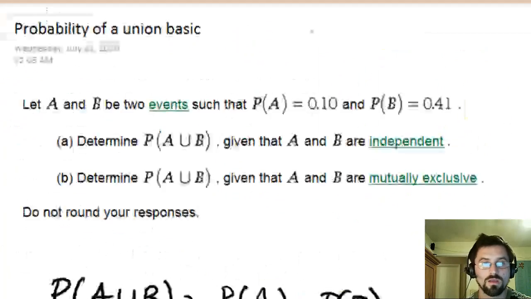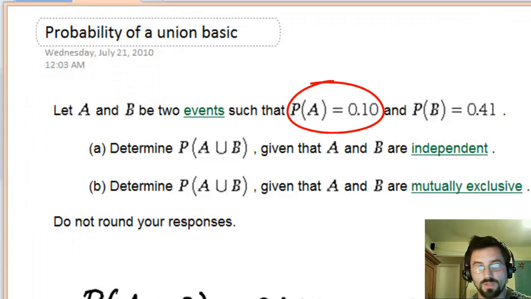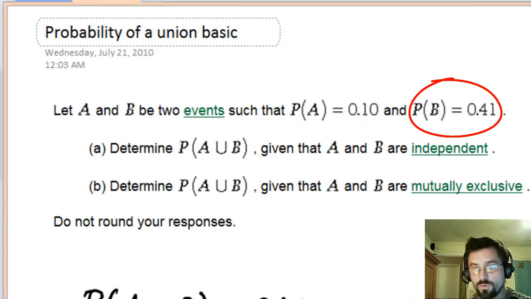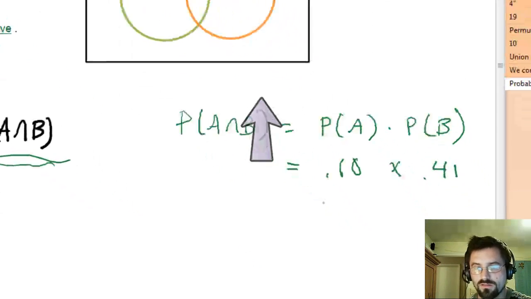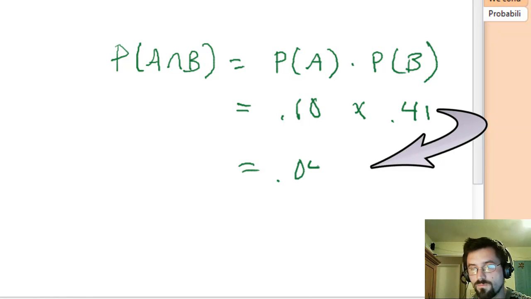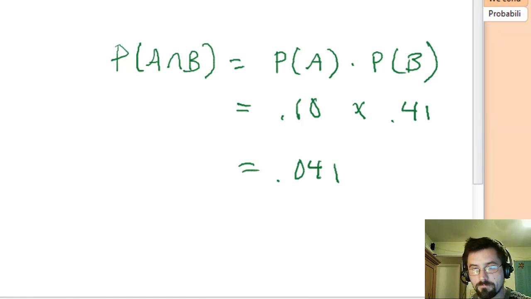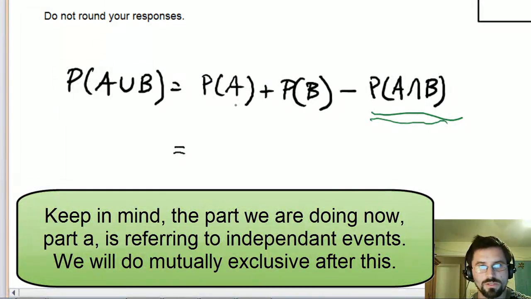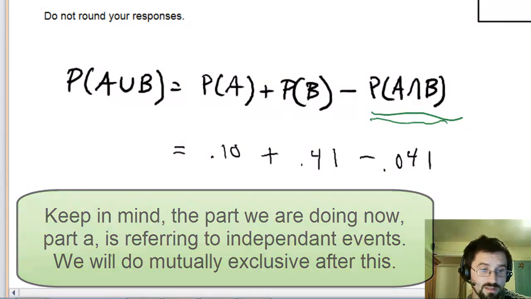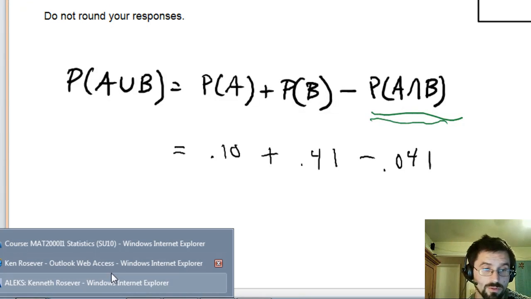So the probability of A is 10% in this problem. The probability of B is 41%. So the probability of the intersection is going to be 0.041. Okay? And so now we just use the formula. The formula says that we go P of A, which is 0.10, plus P of B, 0.41, minus 0.041, which is very easy to do because we have the calculator available to us.